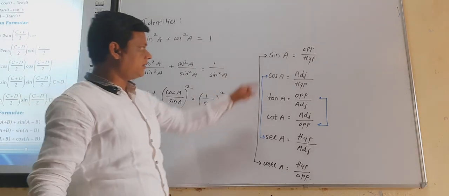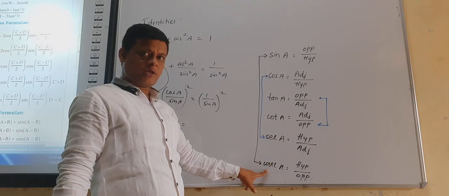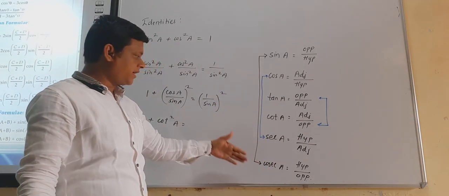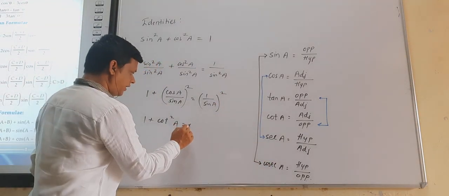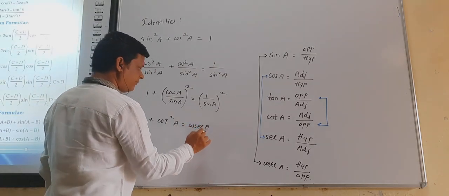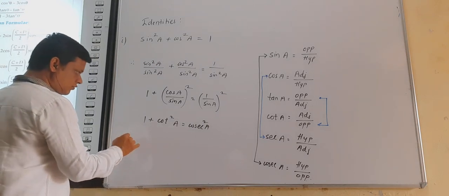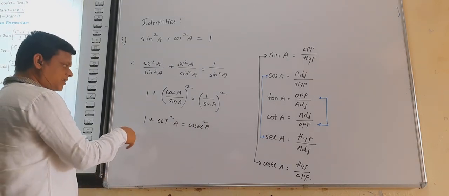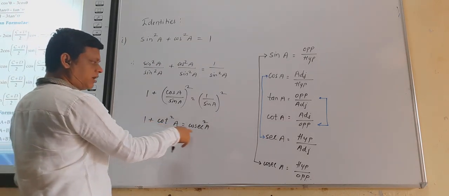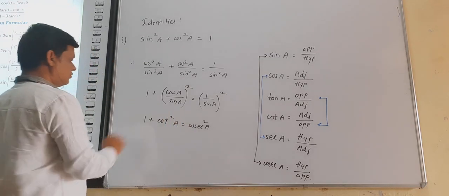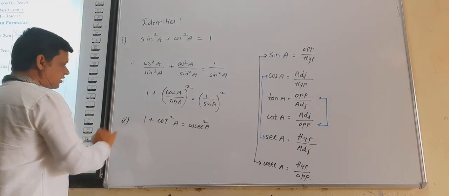We make here pair. Sin pairs with cosec A. So we write 1 upon sin as cosec A. So we write here cosec A squared, that is cosec square A. So we remember the next identity, 1 plus cot square A equals cosec square A. So write this as second.